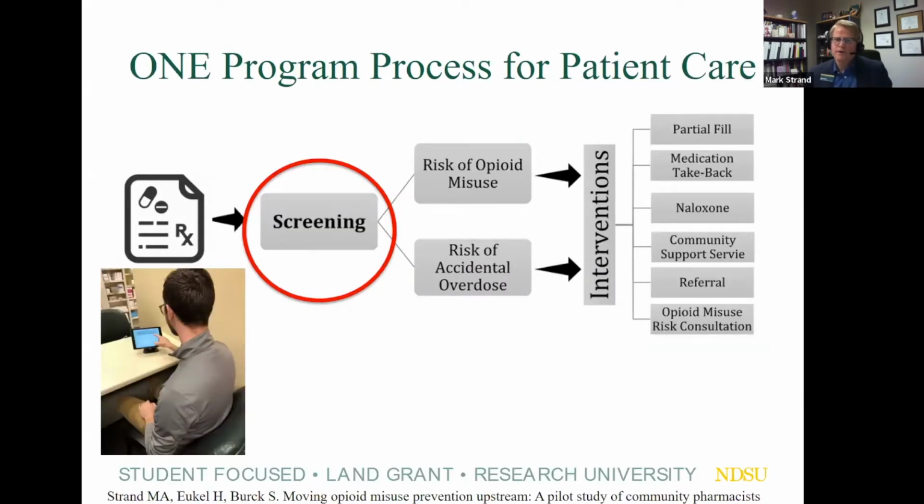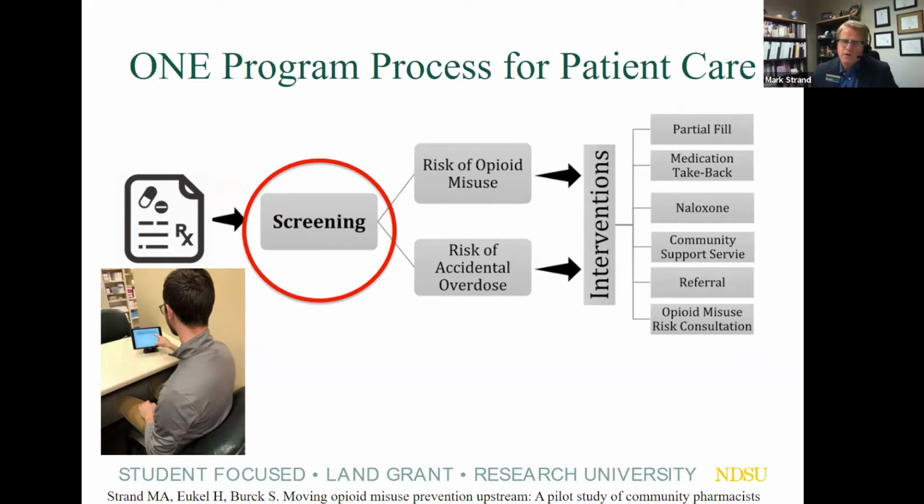So now a little bit more about the details of the one program. This is an example of a patient entering and filling out their forms on the tablets that we provided to participating pharmacies. The algorithm on the top shows you the pathway. All patients with an opioid prescription come into the pharmacy and deliver that to the pharmacist. They're then given our screening tools, which screen for 2 things. First is the use of the opioid risk tool to screen for opioid misuse risk, and then also to screen for the risk of an accidental overdose.